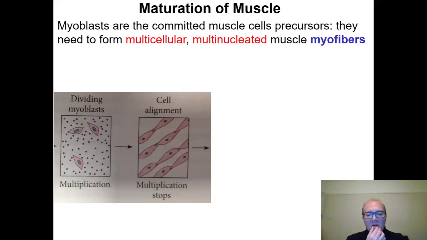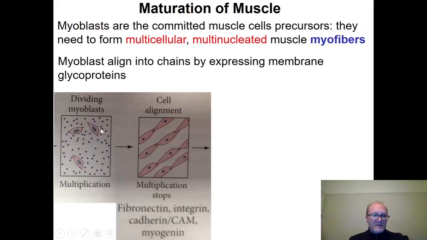So the cells that are going to form muscle, the muscle cell precursors, are called myoblasts. The myoblasts need to form multicellular, multinucleated muscle fibers. So the myoblasts are going to produce muscle fibers, and the muscle fibers are structures that are multicellular and multinucleated. So the myoblasts need to produce these structures. How do they do that?